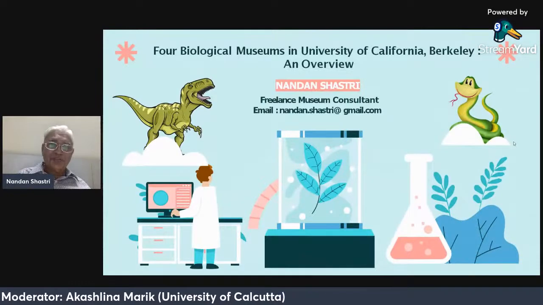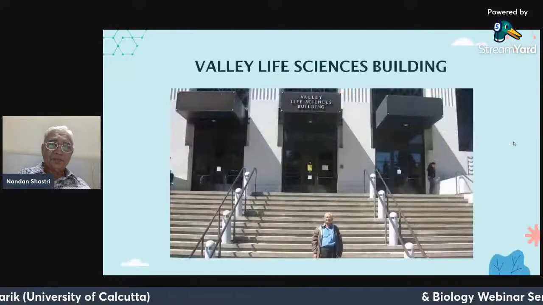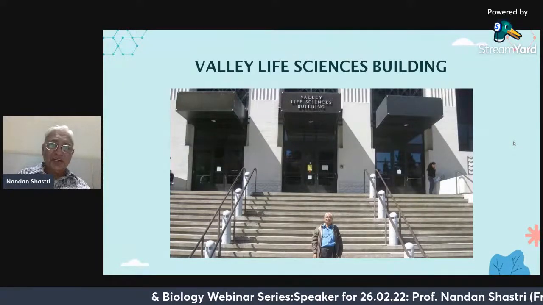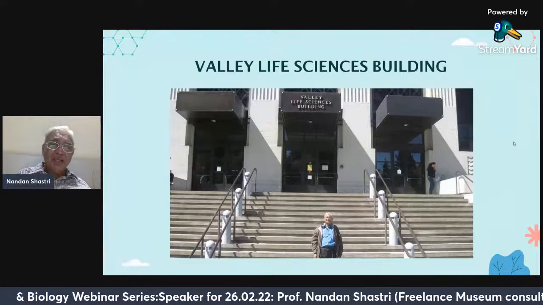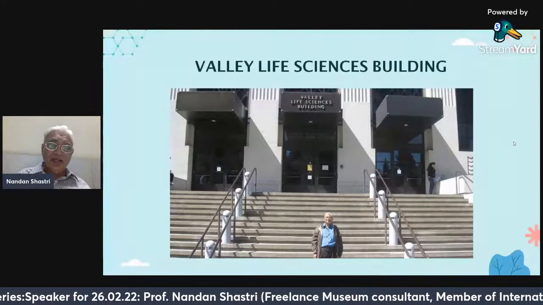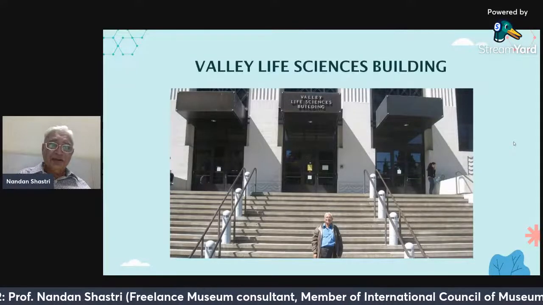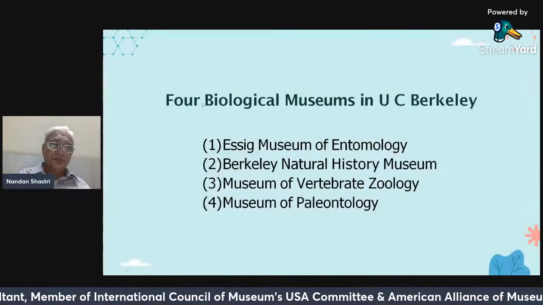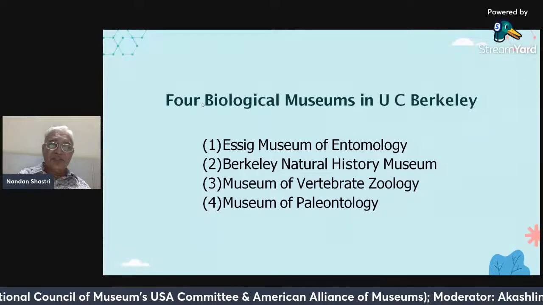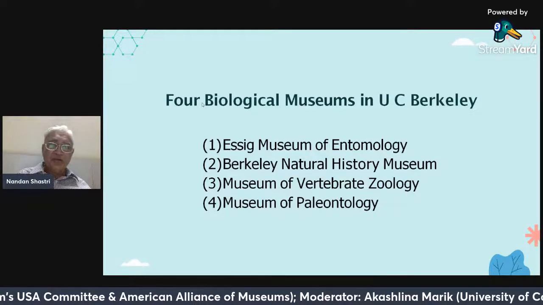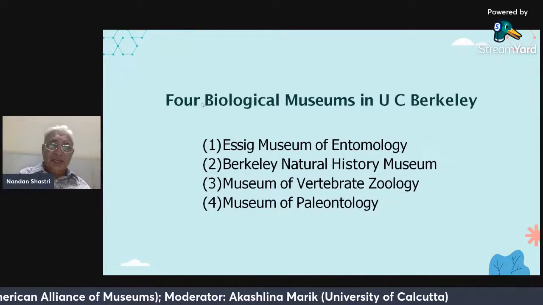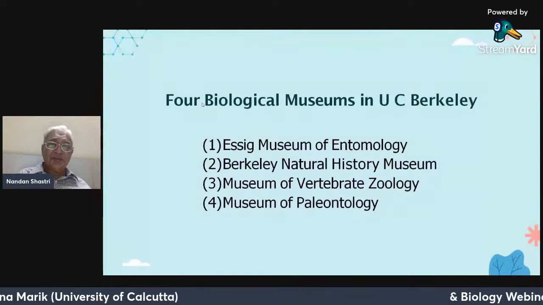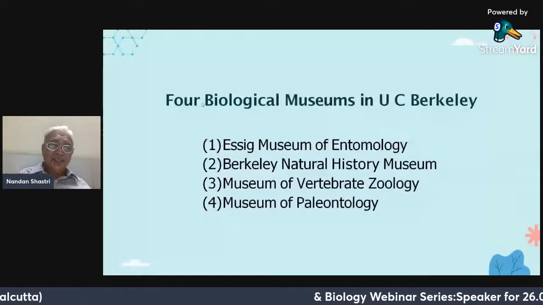Now, please move to slide number 2. This is the building on the campus of Berkeley. It is called Valley Life Sciences Building, and I am standing in front of it. Next slide, please. So, four biological museums in UC Berkeley, which I am going to deal with in my talk today: Essig Museum of Entomology, Berkeley Natural History Museum, Museum of Vertebrate Zoology, Museum of Paleontology. Next slide, please.